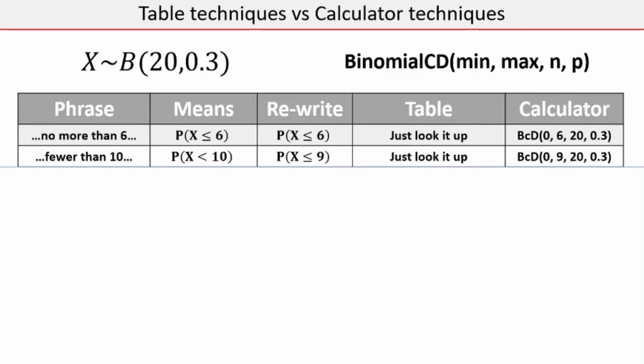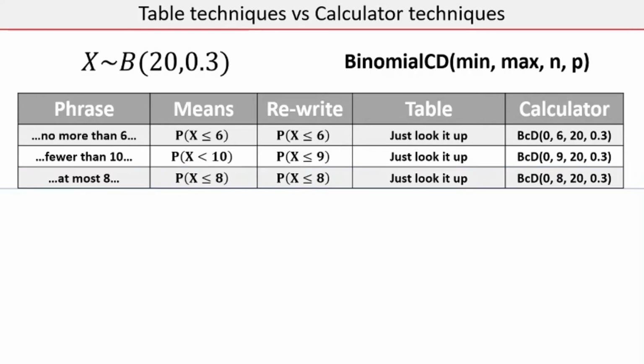At most 8. This means the maximum, the highest, the largest value should be 8. We're already talking about a value that we're interested in. So once again, this is table ready. You can just look it up in your calculator, 0 to 8, with n and p.